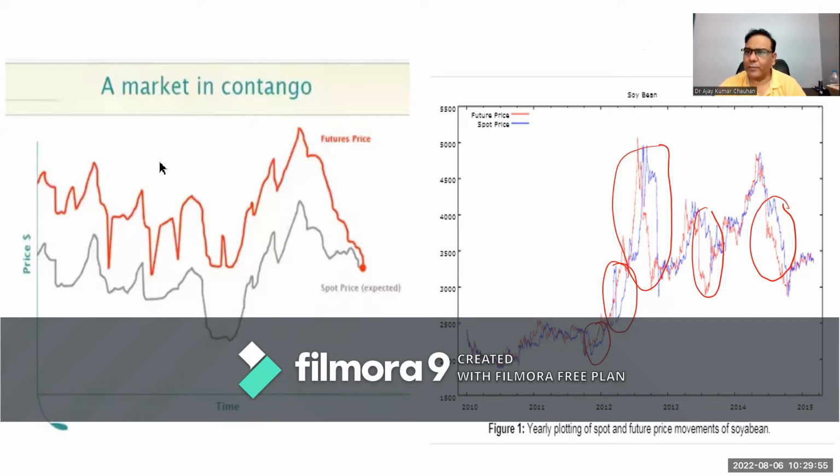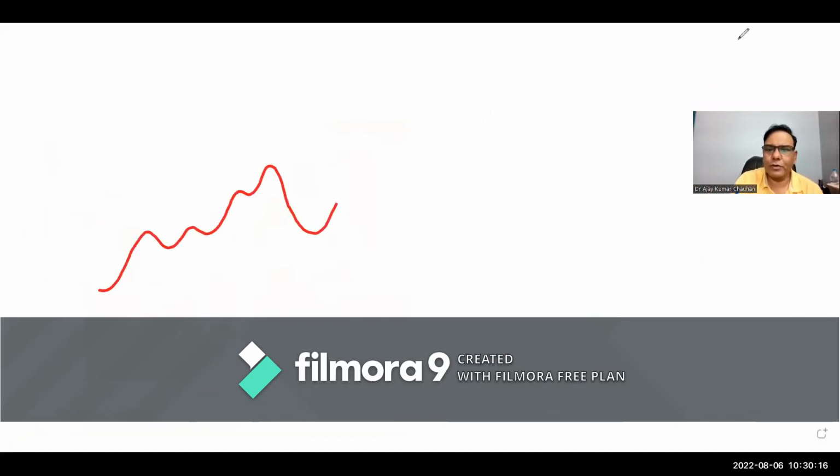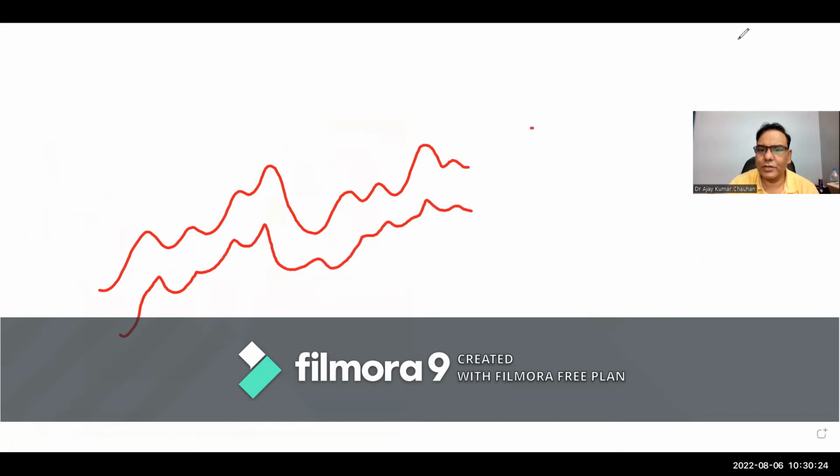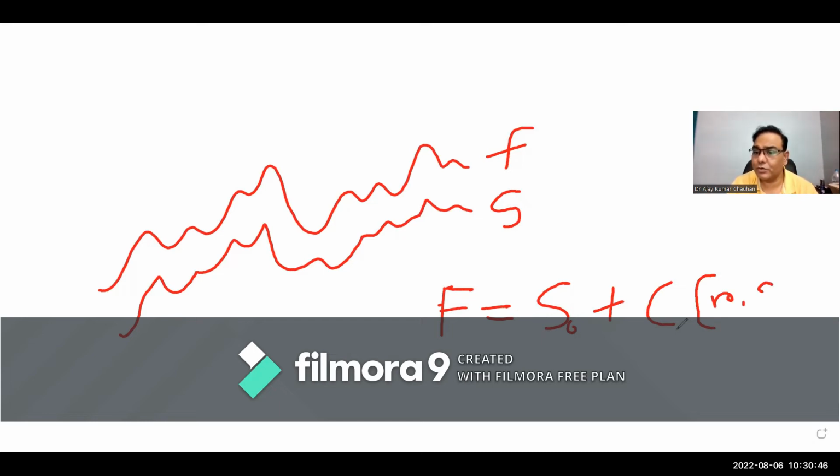There are two types of markets in derivatives. One is called contango, and the second is called normal backwardation, if you remember. Let me explain some basic things. Normally, the future price is like this, and the spot price is supposed to follow the line. This is the future price, and this is the spot price. Future price is supposed to be the spot price plus cost of carry, and the cost of carry consists of the interest rate and the storage cost minus convenience yield.